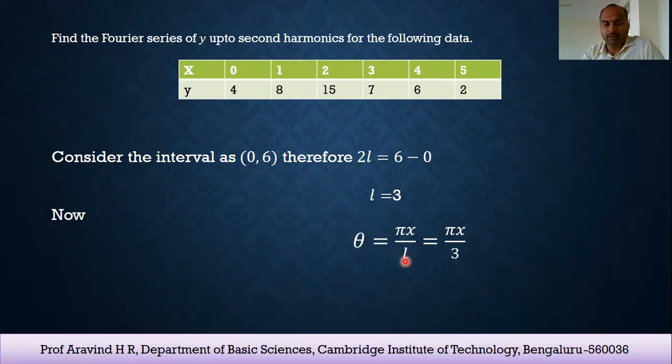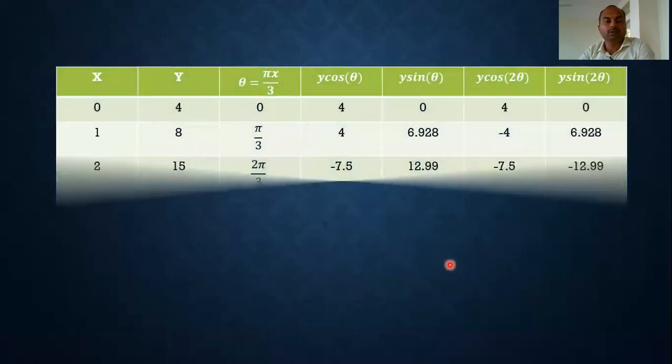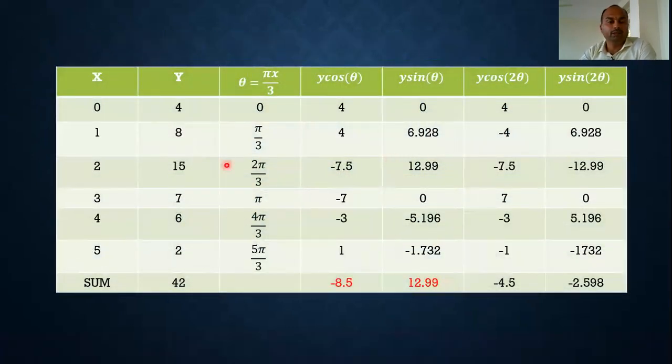Theta is pi x by l, and l is 3. So now I'll take out the table: x values, y values. Add all these values, we'll get 42. Since theta is different in this case, theta is equal to pi x by l. So when x is 0, theta will be 0. When x equals 1, pi by 3. When x equals 2, 2 pi by 3. When x equals 3, it is pi. Similarly, you can write it up to the end.